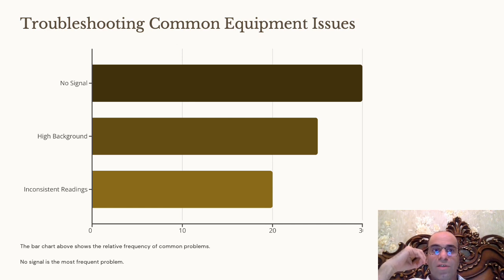Contributing factors include pipetting errors or inconsistency, temperature fluctuations during the assay, uneven plate coating or well-to-well variability, and calibration drift in optical detection systems. Implementing regular maintenance schedules, proper staff training, and standardized protocols can significantly reduce the frequency of these common equipment issues and improve overall assay reliability.